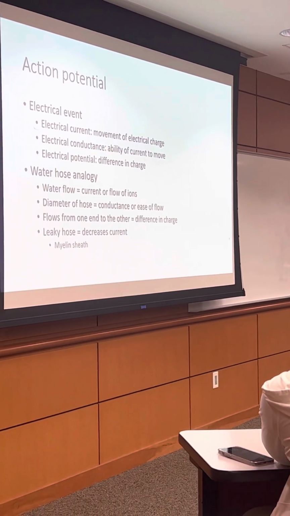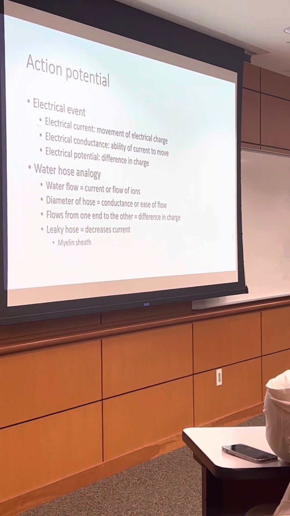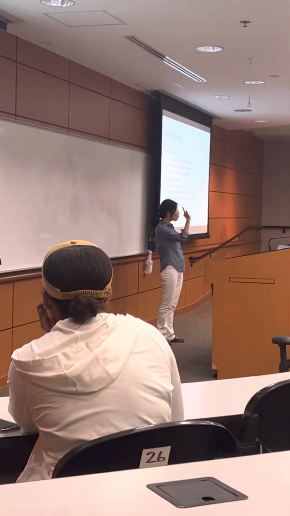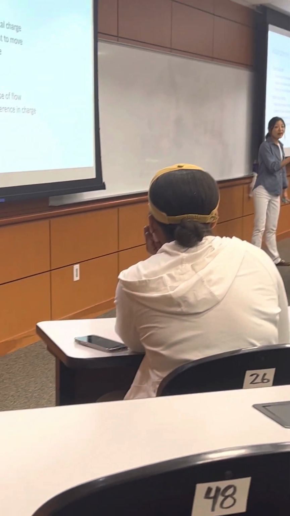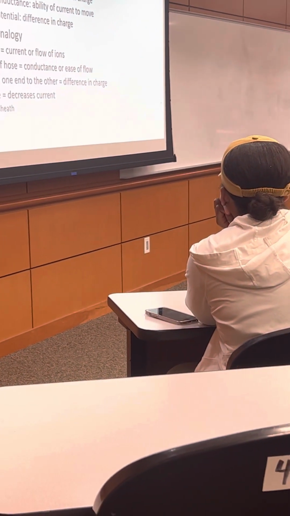Is it going to be big or is it going to be little? Little. If you have a super tiny hose, then your ion flow is going to be little. Does that make sense? So if I had a huge hose, like a fire hose, what would that indicate? I'm going to have a much greater ion flow. Does that make sense? Okay, good.